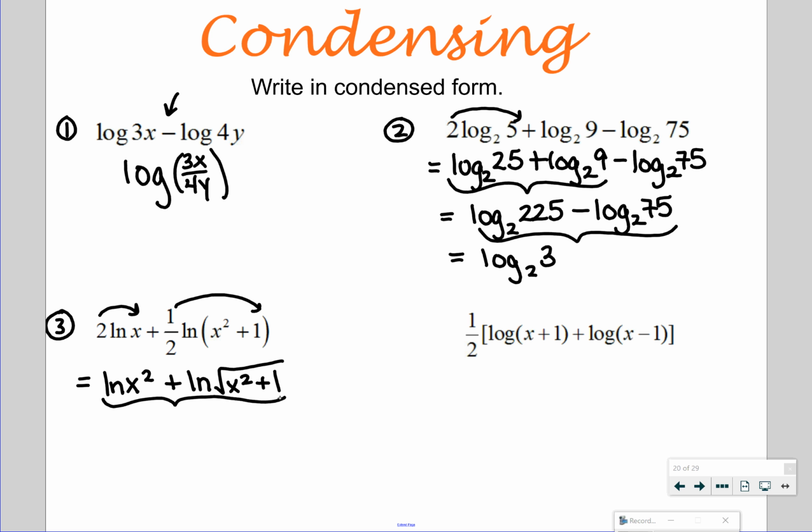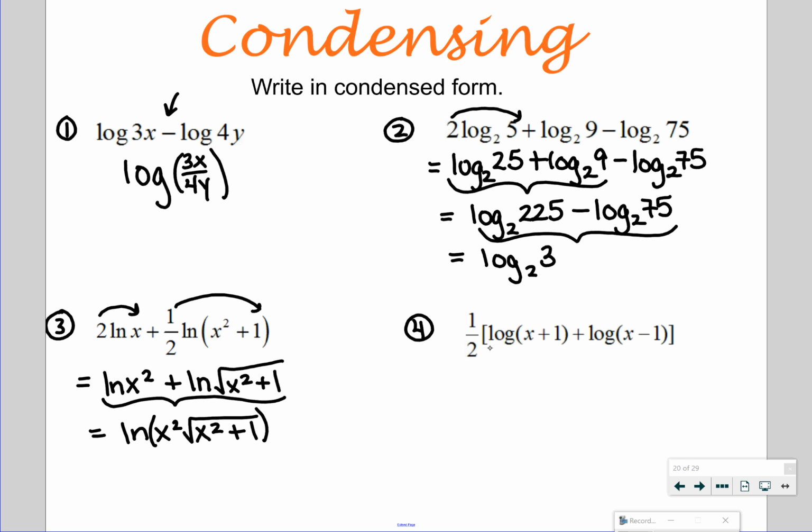Next, to combine these together, they're added. So my log properties say I can multiply what's inside the logs together. So it's going to be x squared times x squared plus 1. And then nothing else we can simplify there. So that's our final answer. And you could always put that in parentheses too if you feel like it looks a little nicer. Okay, let's look at the next one.